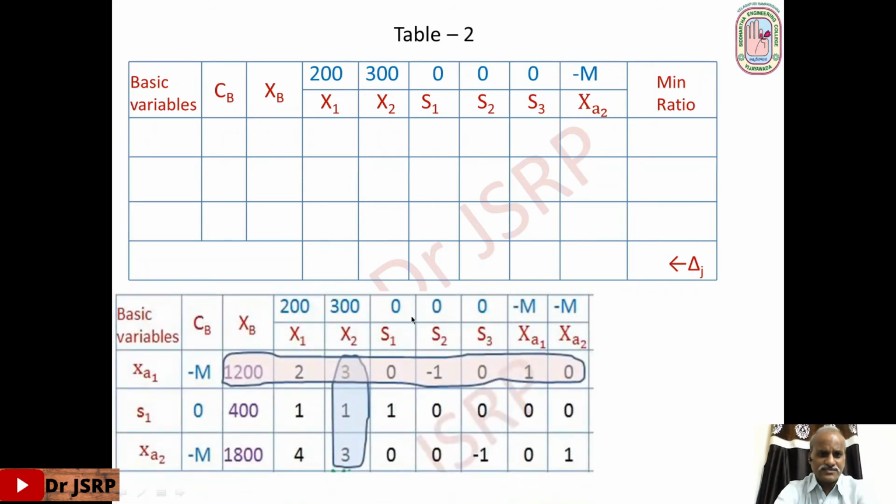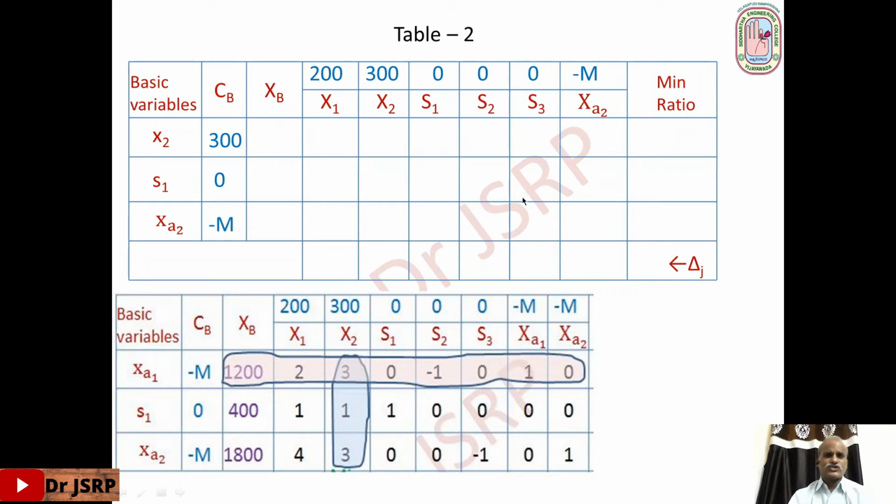Consider the previous table, table 1. First fill the basic variables. xa1 is replaced by x2. So first place x2. The remaining two places as they are, s1, xa2. Cost: x2 cost 300. s1, slack variable, 0. xa2 cost minus M.